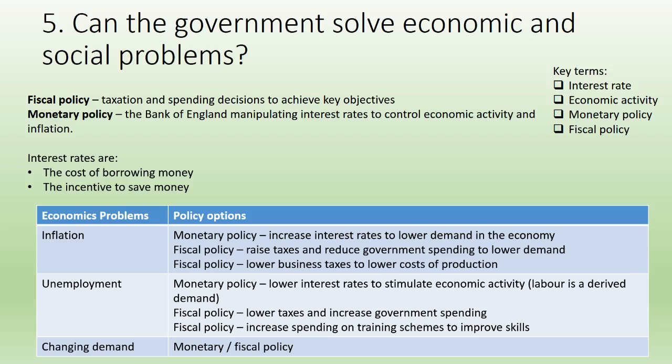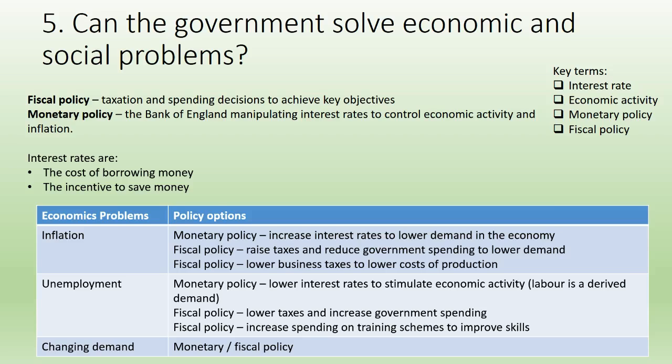Economic problems that we've come up against, so inflation. How do we use monetary policy? Well, we can increase interest rates. That means the cost of borrowing rises, which lowers the demand in the economy. Fewer loans are taken out, less business investment spending, less consumer spending, which lowers inflation rates, reduces demand pull inflation.